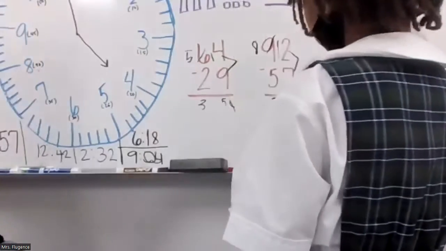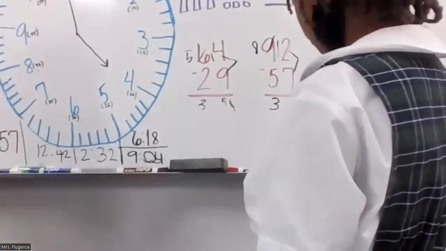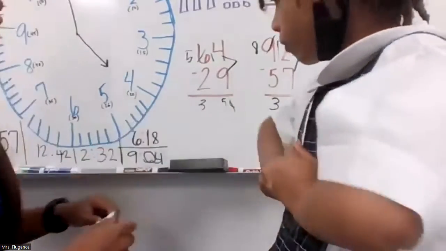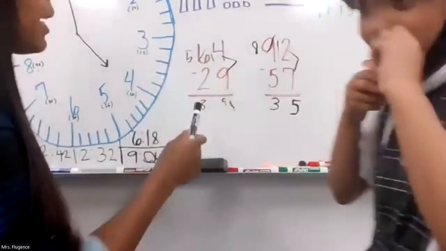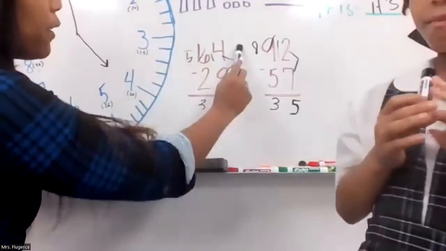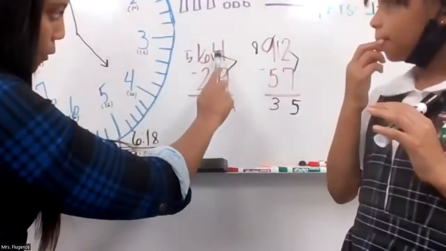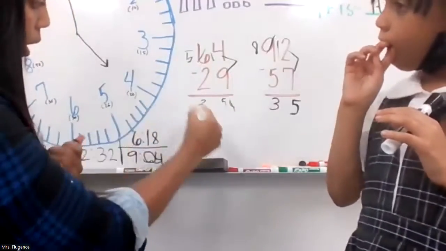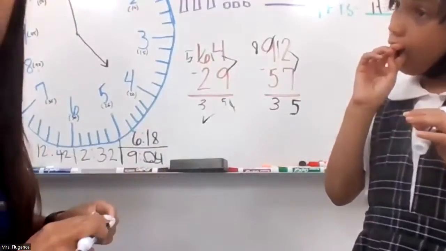Okay. All right, so let's look and see if they have it correct. So we have 64 minus 29. So we have 4 minus 9. We cannot do that, so we need to take 10 out of the 64. That turns the 6 into 5, 54, adds 10 to 4. 14 minus 9 is 5. 5 minus 2 is 3. Yep, correct. Yay! 35. Yay!